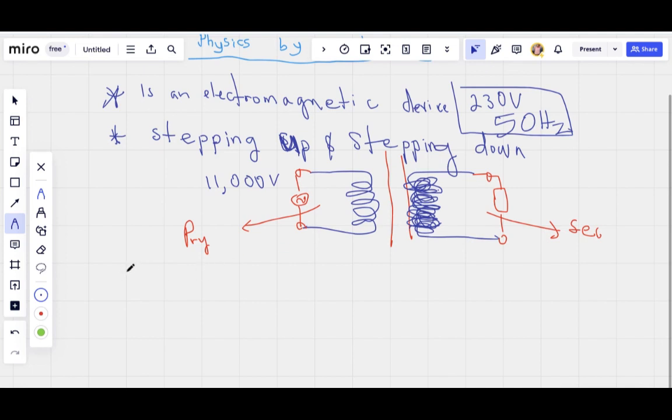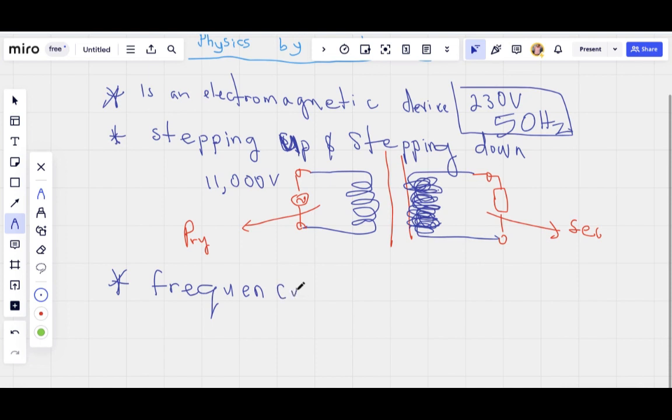The third point to make is that the operating frequency will have to remain constant. I'll just write frequency, no need to write operating frequency. With the operating frequency remaining constant, meaning the value of the frequency has to remain the same. You don't have to be changing the frequency of a transformer.